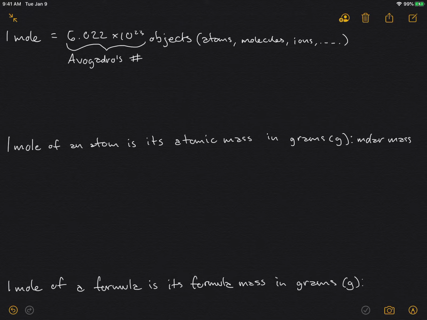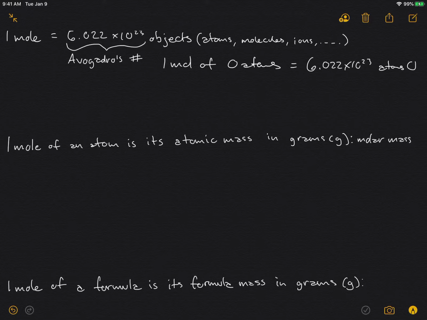So 1 mole of a substance is 6.022 times 10 to the 23 objects. So this could be atoms, molecules, or ions. It could be formula units. It could be particles, electrons, protons, whatever it is you're talking about. So, for example, 1 mole of oxygen atoms is Avogadro's number of oxygen atoms.